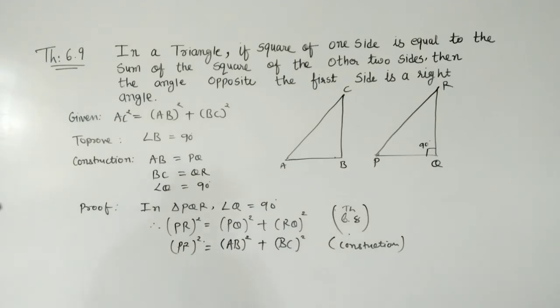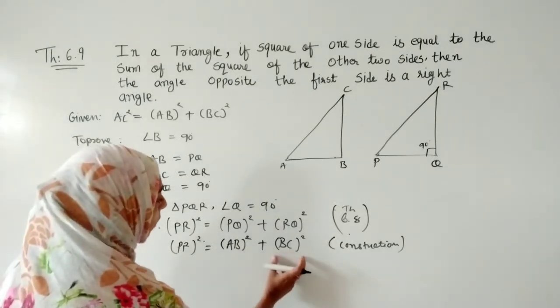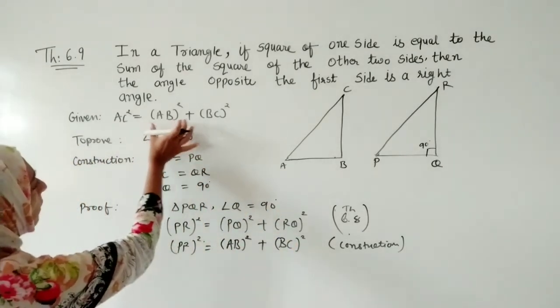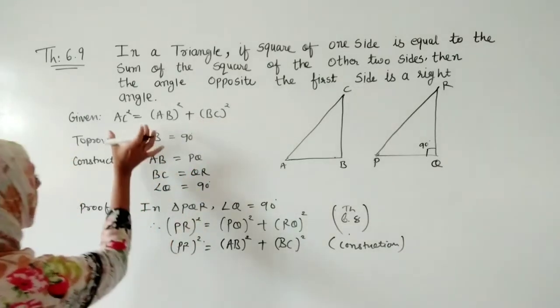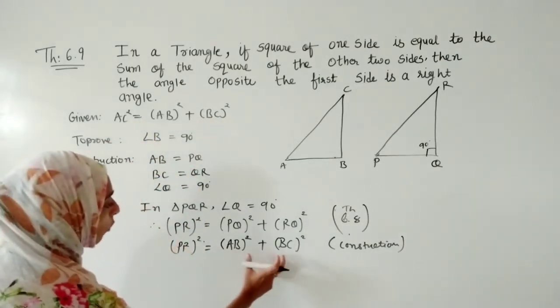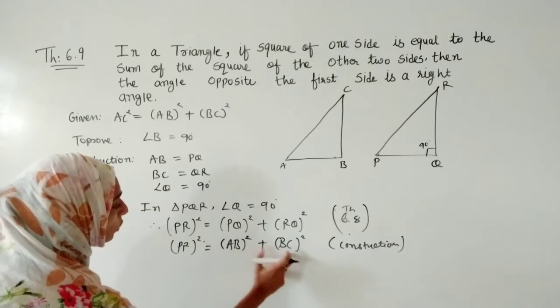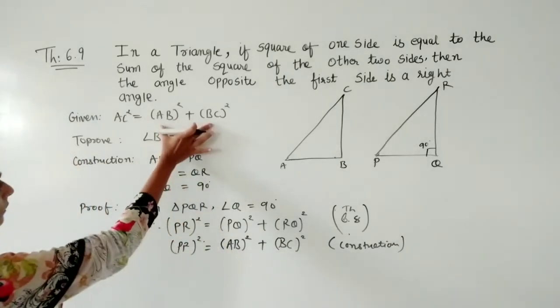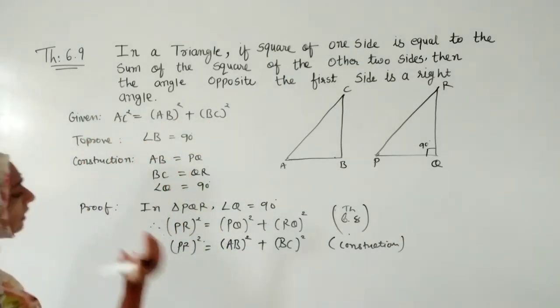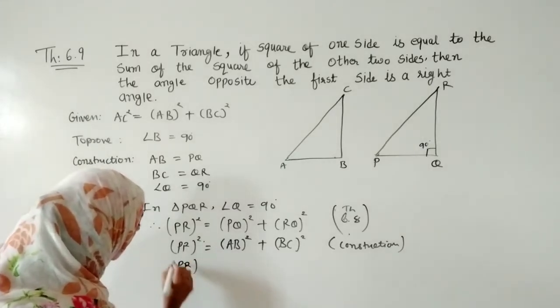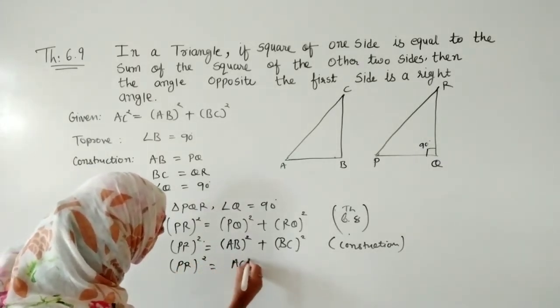Now, as we know, AB square plus BC square is equal to AC square. So here what we got is that the sum of these two sides squared, which is given, is equal to AC square. So here I will write PR square is equal to AC square.